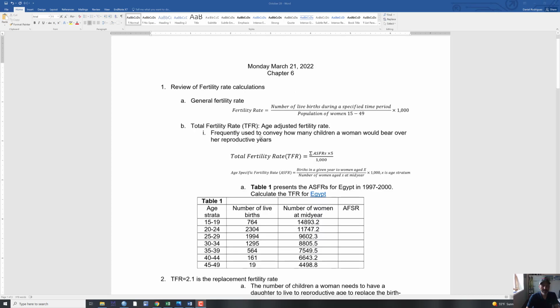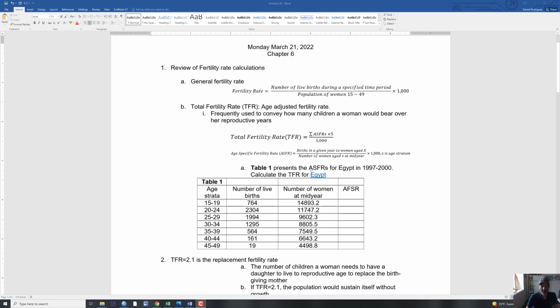Total fertility rate is the number of births an individual woman is expected to have during her reproductive years. We calculate this by dividing the product of 5 times the age-specific fertility rates by 1,000. And I'll show you why we do that.